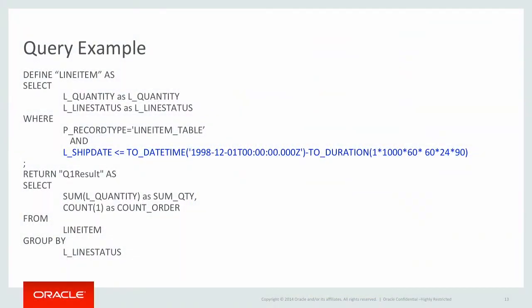Okay, so here's an example. This is actually from TPC-H, if I remember correctly, and I want to focus on that select condition. It's saying the ship date has to be 90 days before 1998, December 1st. So this is the query condition.